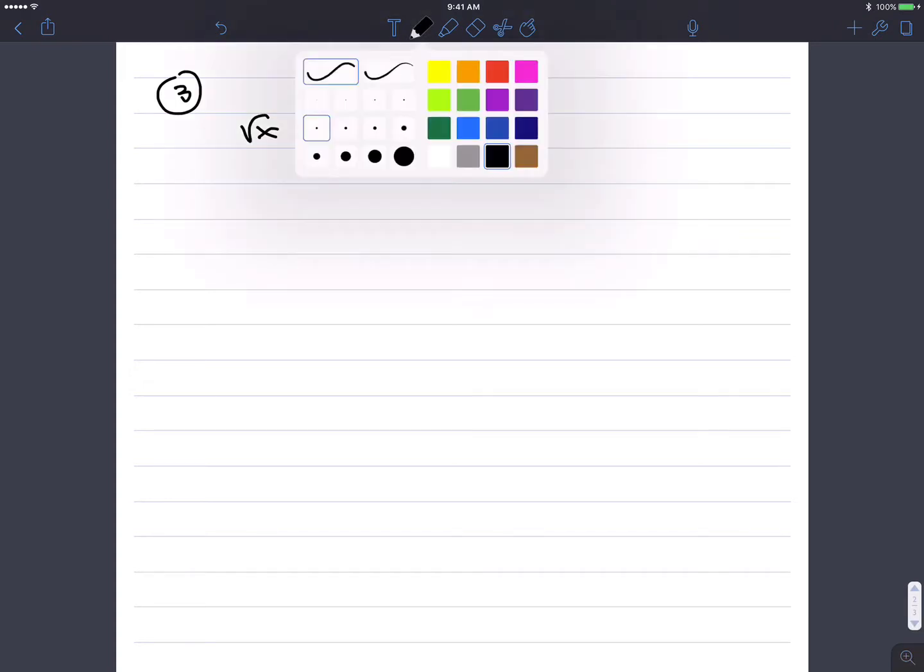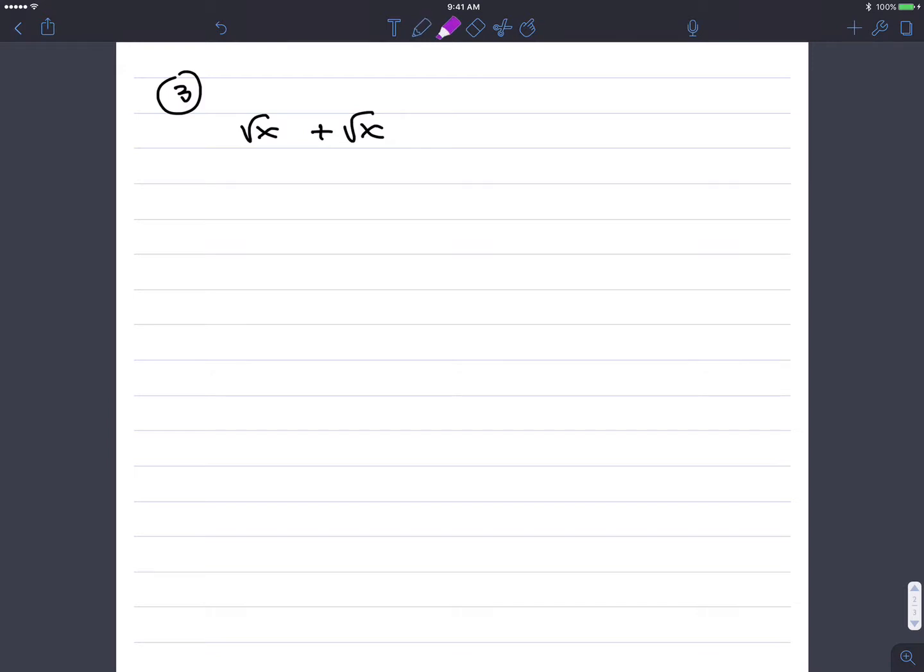Example 3 is similar. We have the square root of x plus the square root of x. Both simplified radicals. One apple plus another apple is going to end up giving us two apples.